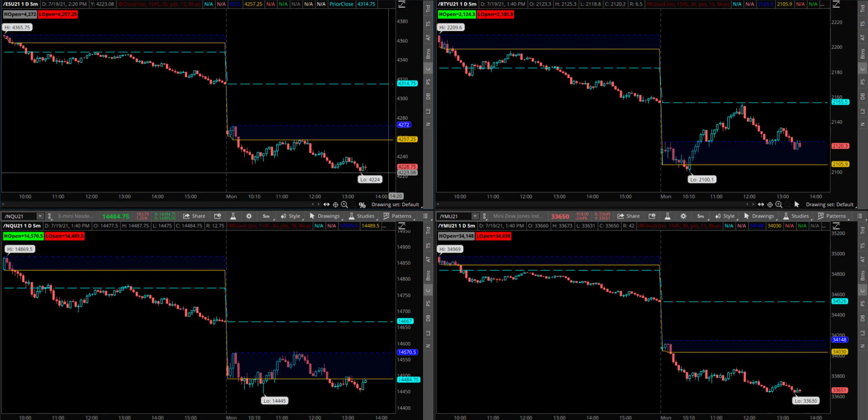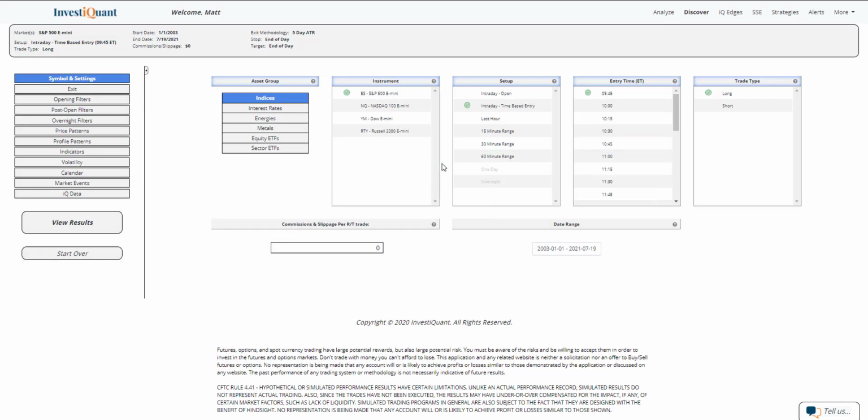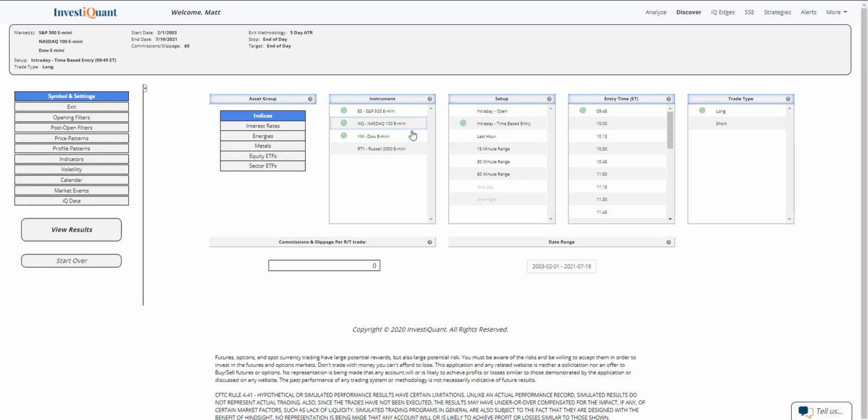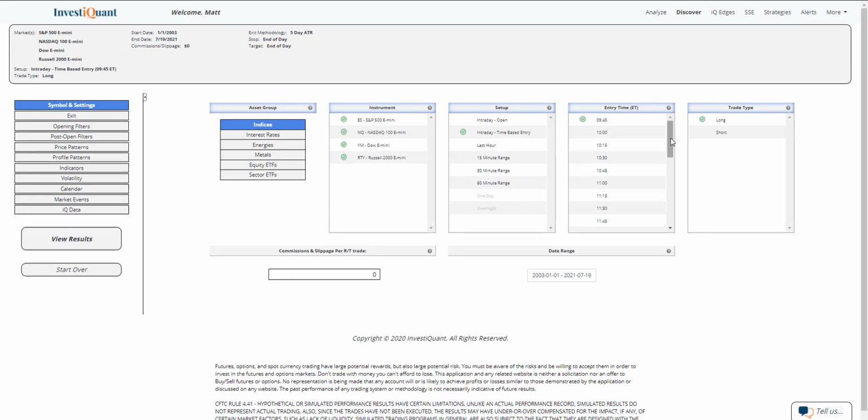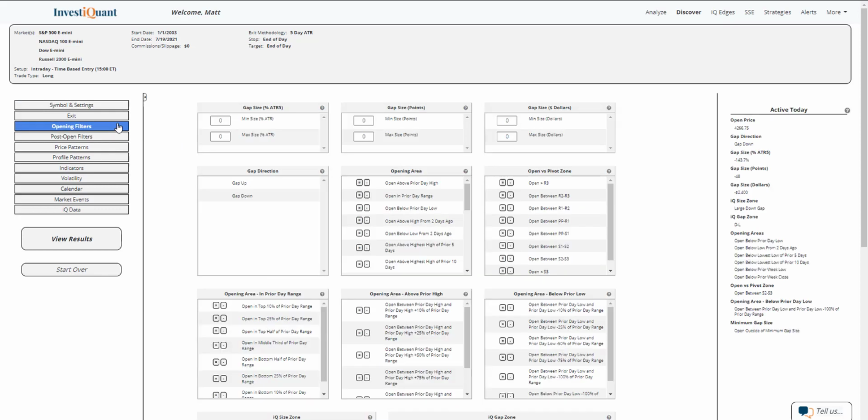And what we're going to be looking at this afternoon is what has happened historically when you get this weak type of price action to start the week off on Monday. So let me go ahead and set it up and discover using all four instruments. We're going to be using a time-based entry based upon entering the market long at 3 p.m. Eastern Time and exiting at 4:15 p.m. Eastern Time. Now this morning we gapped down, and I'm going to add that to the test.